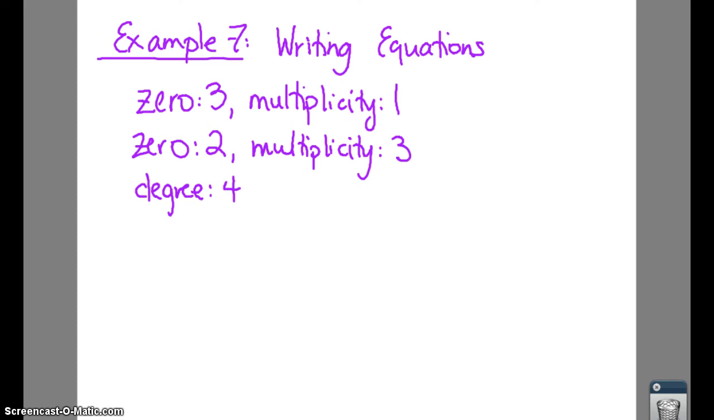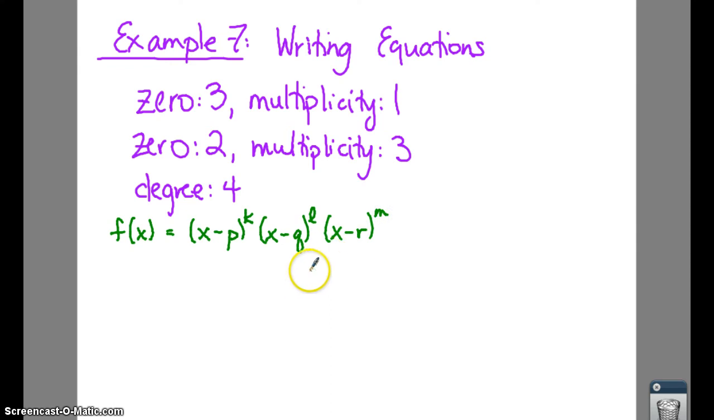What we're going to do is you're going to be given some zeros and maybe some multiplicities and a degree, and you're going to have to write an equation. So when you write an equation, you're going to write it in the form of f of x equals x minus p, where that's one of your zeros, and you might have a multiplicity, then we'll have an x minus q. You might have another multiplicity here, or you might have an x minus r, and maybe another multiplicity. Basically, you plug in your p, q, and r as your zeros, and your k, l, and m are going to be your multiplicities.